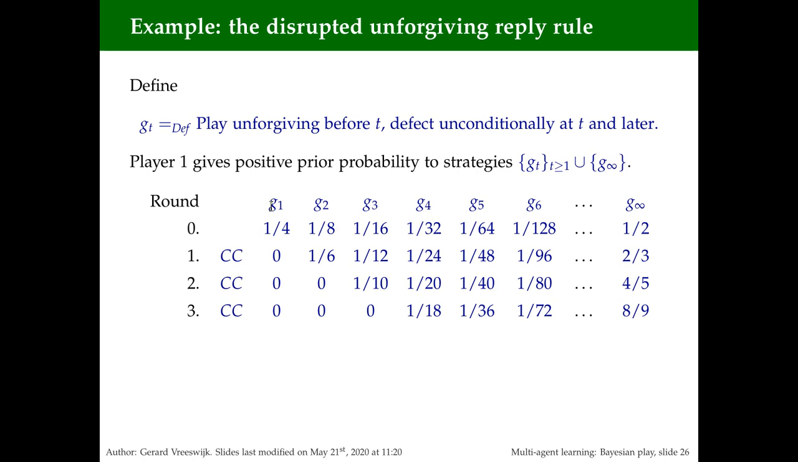In due course, more and more reply rules are ruled out until there is unconditional defection from the opponent in the 5th round. So we know for sure through Bayesian updating that the opponent avails himself of G sub 5, because there's unconditional defection.